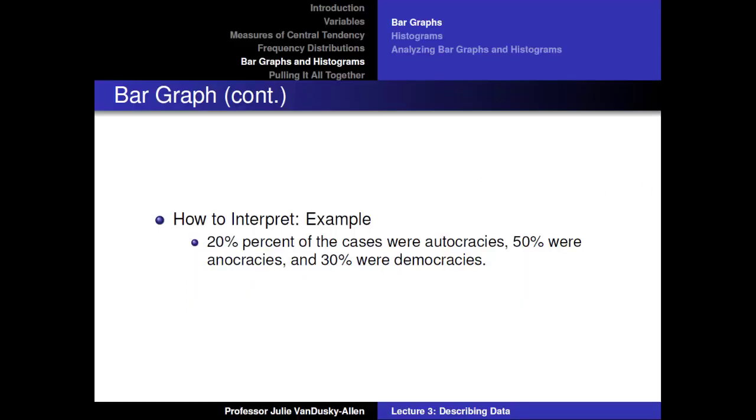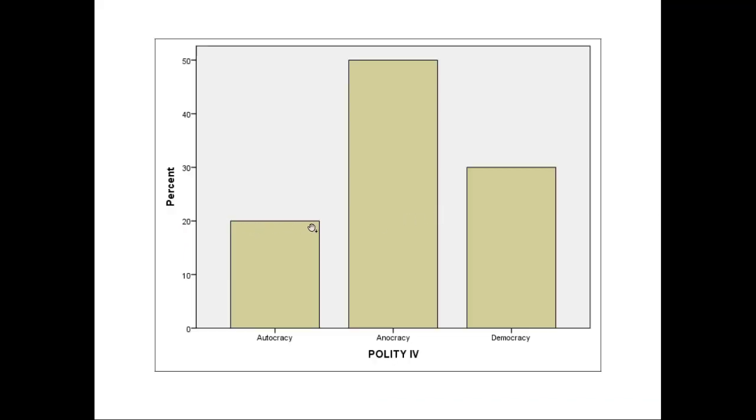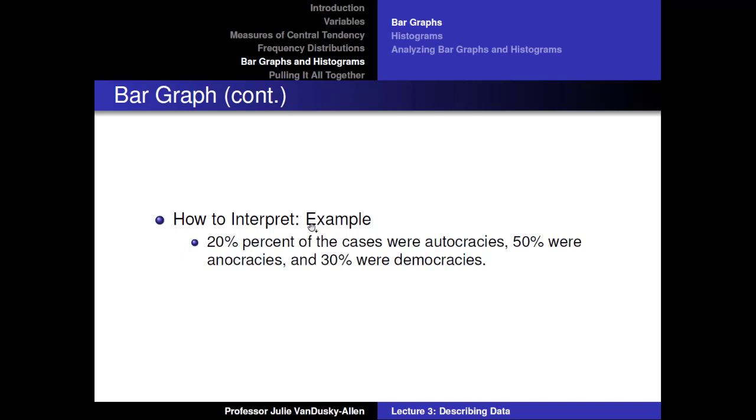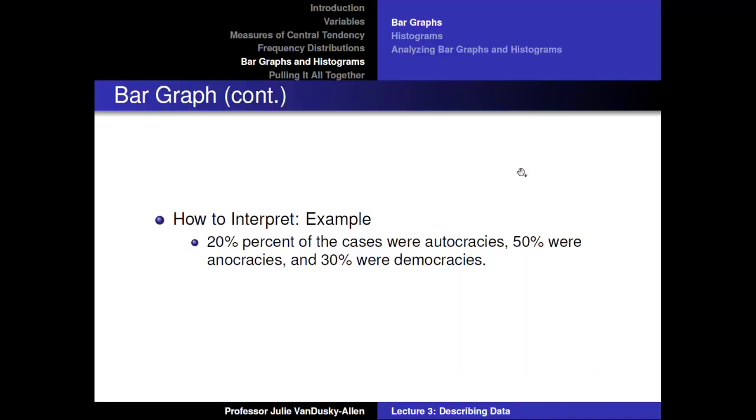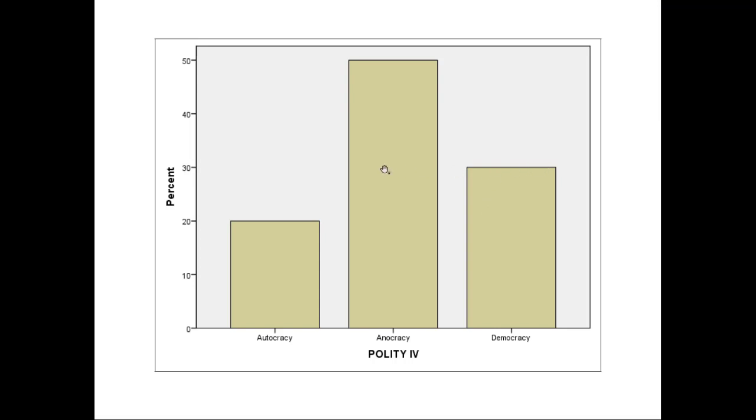To interpret this bar graph, we could say 20% of the cases were autocracies, 50% were anocracies, and 30% were democracies.